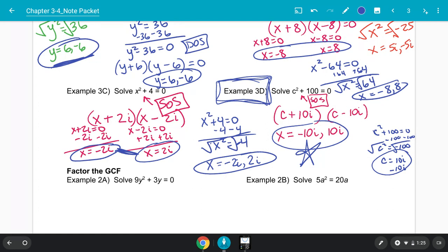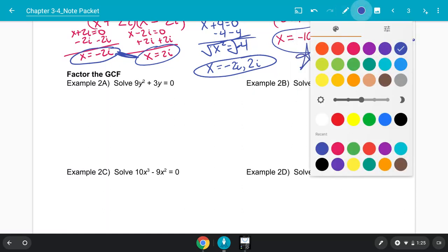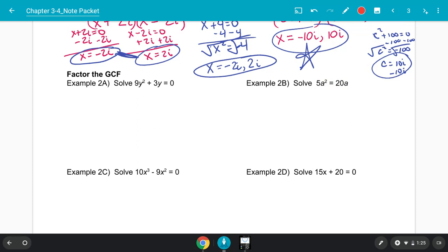Okay, and then the last couple examples here are what we call factor the GCF, or greatest common factor. So basically pull out everything that you can that they share. So if you look at the numbers and the letters, so the coefficients and the variables, we want to see how many of the coefficient we can pull out, what they're both divisible by, and how many of the letter we can pull out, what they're both divisible by. So if we look at the coefficients, both of those numbers are divisible by 3. So I'm going to pull out a 3 in the front.